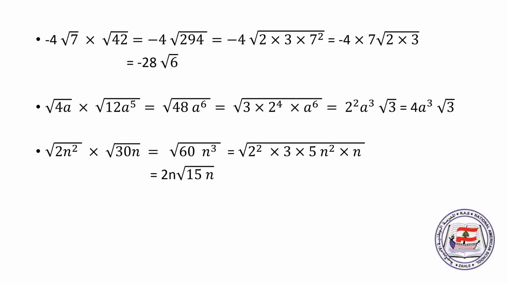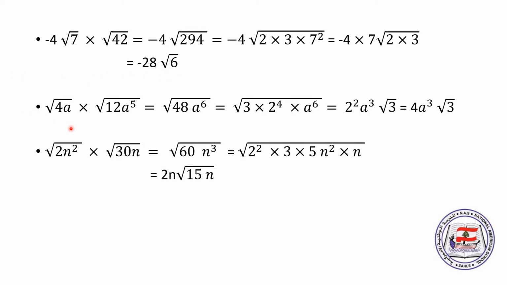In number 4, minus 4 radical 7 multiplied by radical 42 gives minus 4 square root or radical of 294. Writing the prime decomposition of this number, we get minus 4 square root of 2 times 3 times 7 square. So only square root of 7 square can be reduced. It gives minus 4 times 7 square root of 2 times 3, which is minus 28 radical 6.